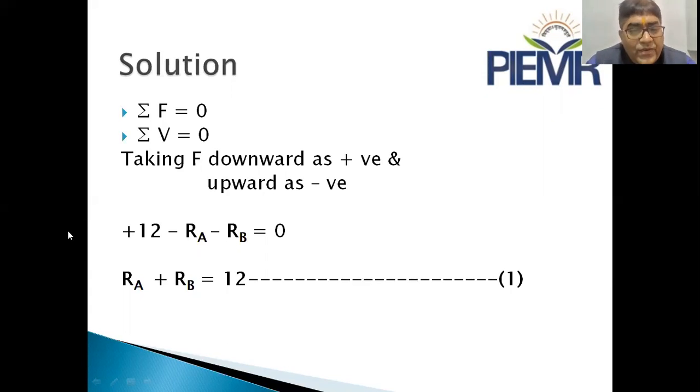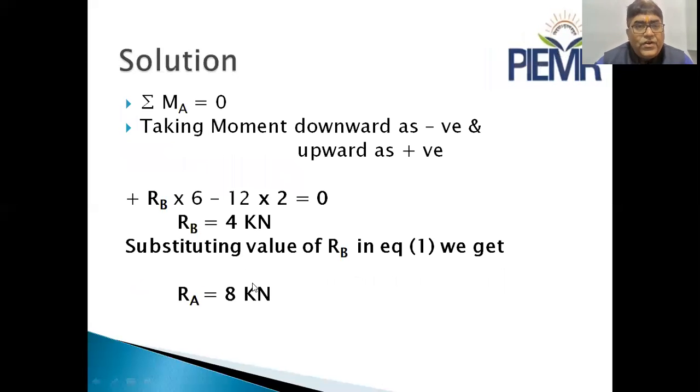As per the sign convention, the downward force is 12 kilonewton, minus sign for the upward reaction RA, and minus sign for the upward reaction RB at point B. These three forces are acting on the whole beam, and taking the signs as per the convention and equating to 0, we get RA plus RB equal to 12. I have not written the unit, but it is understood that RA plus RB is equal to 12 kilonewton. This means the reaction at A plus the reaction at B is equal to 12 kilonewton.